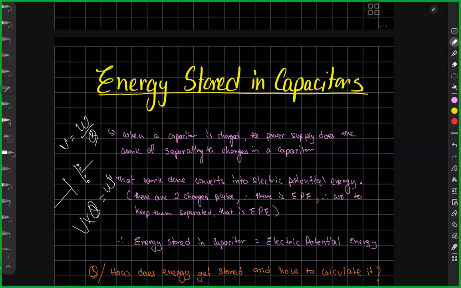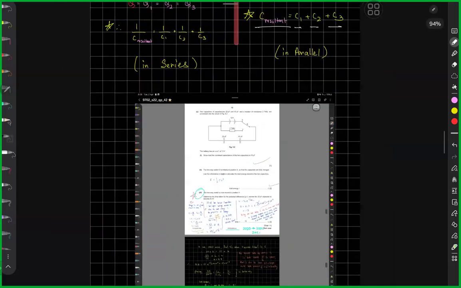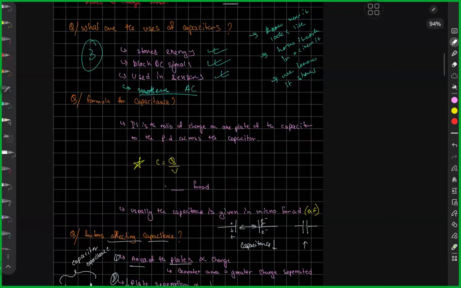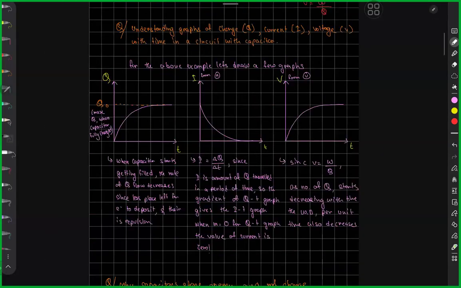Only the issue is, initially the voltage and charge is not the same as the final stage. What did I just say? Remember over here how the charge accumulated varies with time and how the voltage accumulated varies with time.